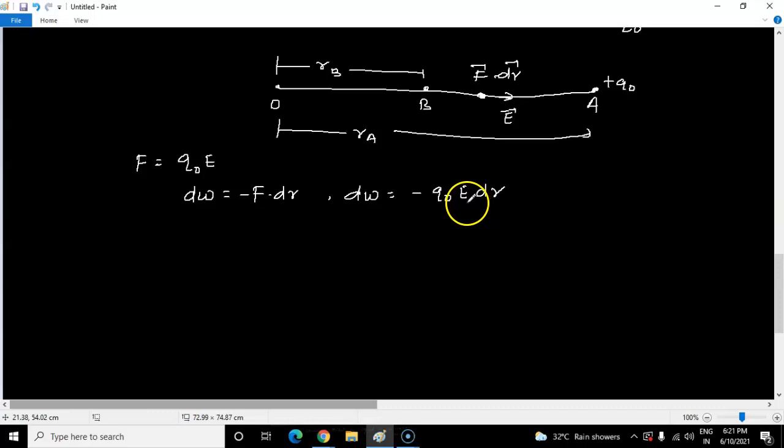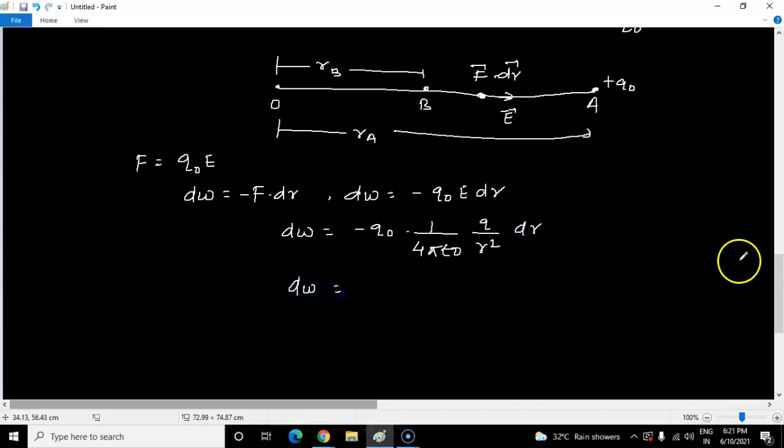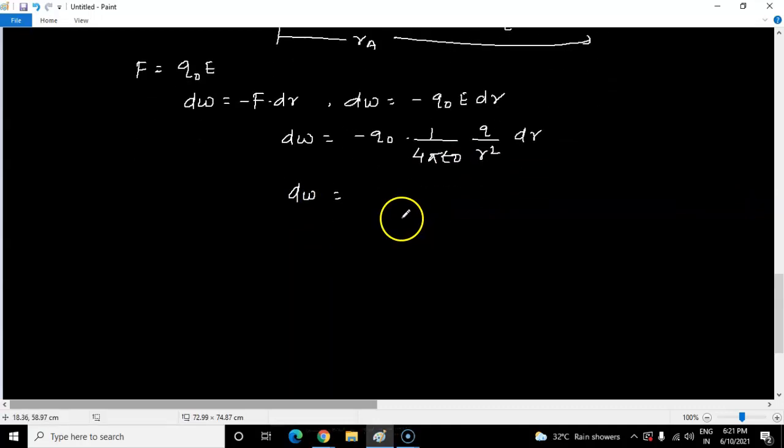Any doubt on this? So now here, dW is equal to minus Q naught times E, and the value of E we already know, 1 by 4 pi epsilon naught Q by R square, into dr, right? So dW is equal to minus 1 by 4 pi epsilon naught, this becomes Q into Q naught by R square dr, right?